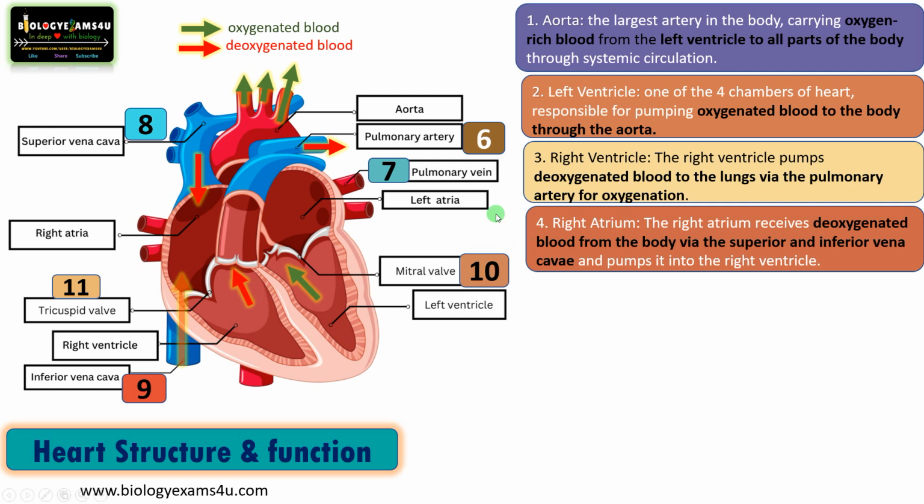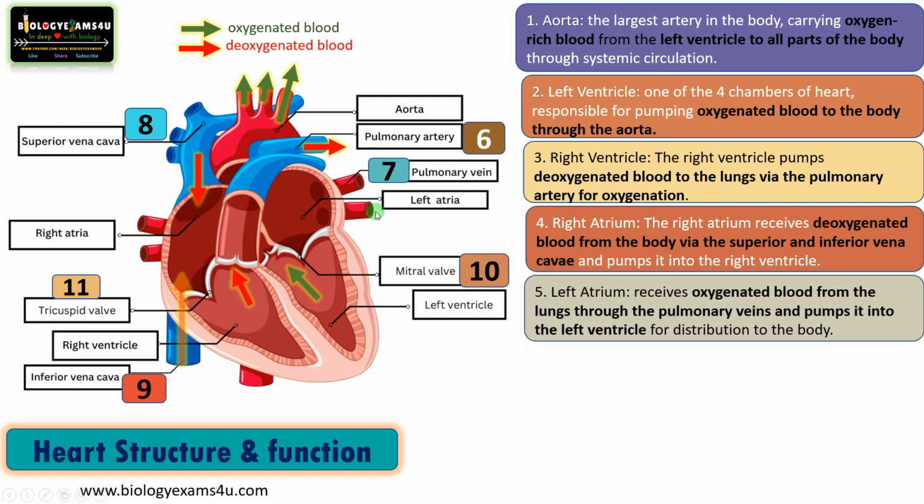The next structure is the left atrium. So, this is the left atrium. It receives oxygenated blood from the lungs through this pulmonary vein and pumps it into the left ventricle. As you see, from the pulmonary vein, oxygenated blood enters the left atrium, then it is transferred to this left ventricle.